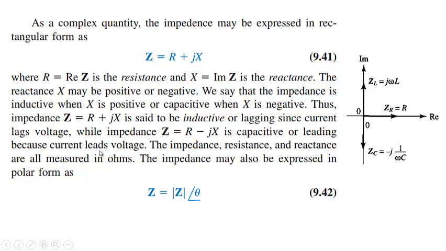Because of the impedance, resistance and reactance are measured in ohms. The impedance may also be expressed in the polar form. This is a polar form, but it is not a phasor form. As I have told you, this impedance is a complex quantity, it is not a phasor. So its rectangular form is this, and its polar form is this, where Z is equal to square root of R square plus X square, and theta is equal to tan inverse of X divided by R.